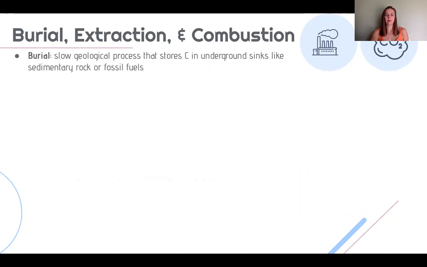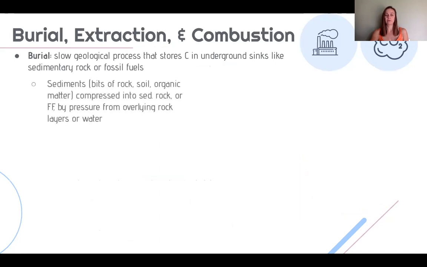Okay, so let's talk about burial and extraction and combustion. So burial is that slow geological process. It stores the carbon in underground sinks like either sedimentary rock or fossil fuels. Sedimentary rock is composed when sediments are compressed by pressure from overlying rock layers or water.